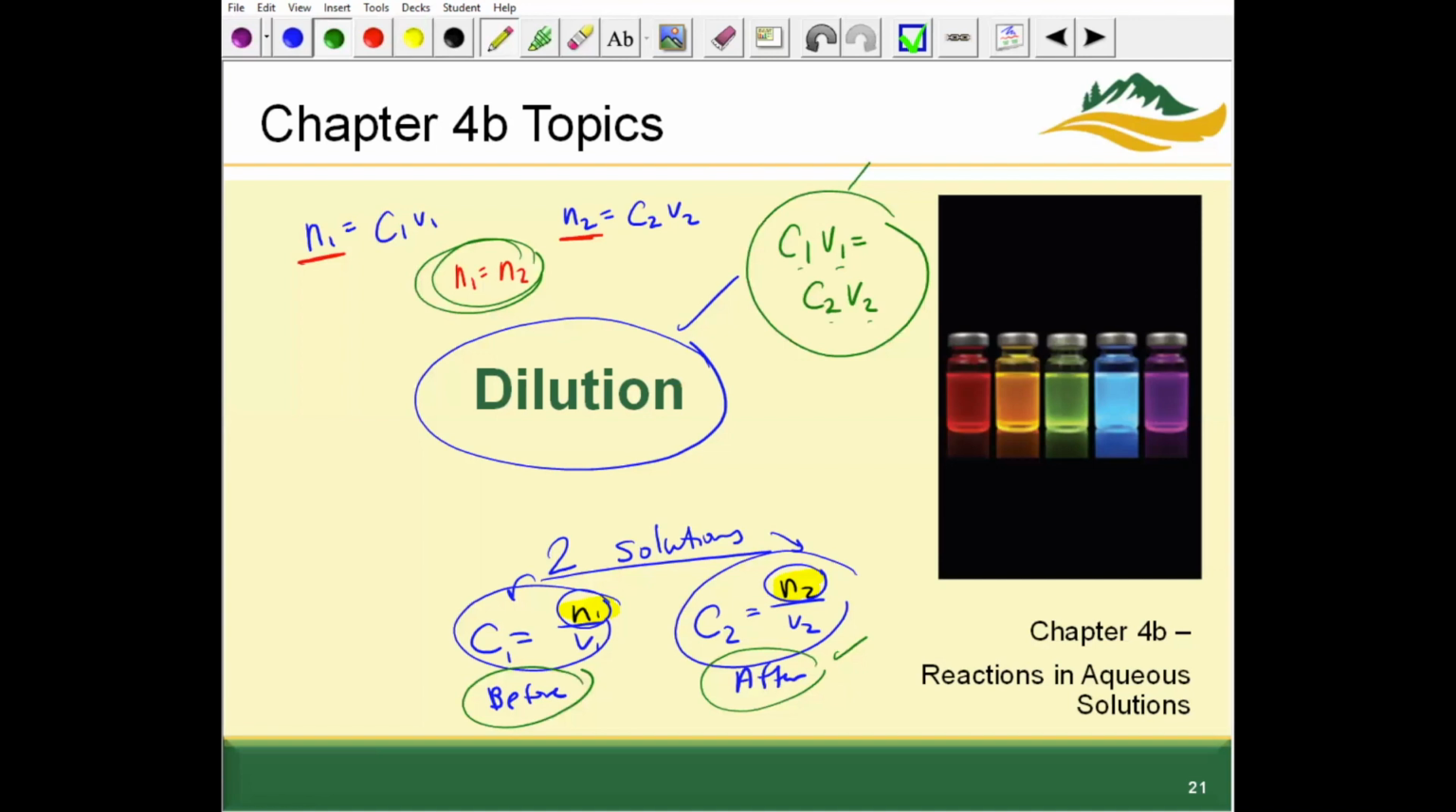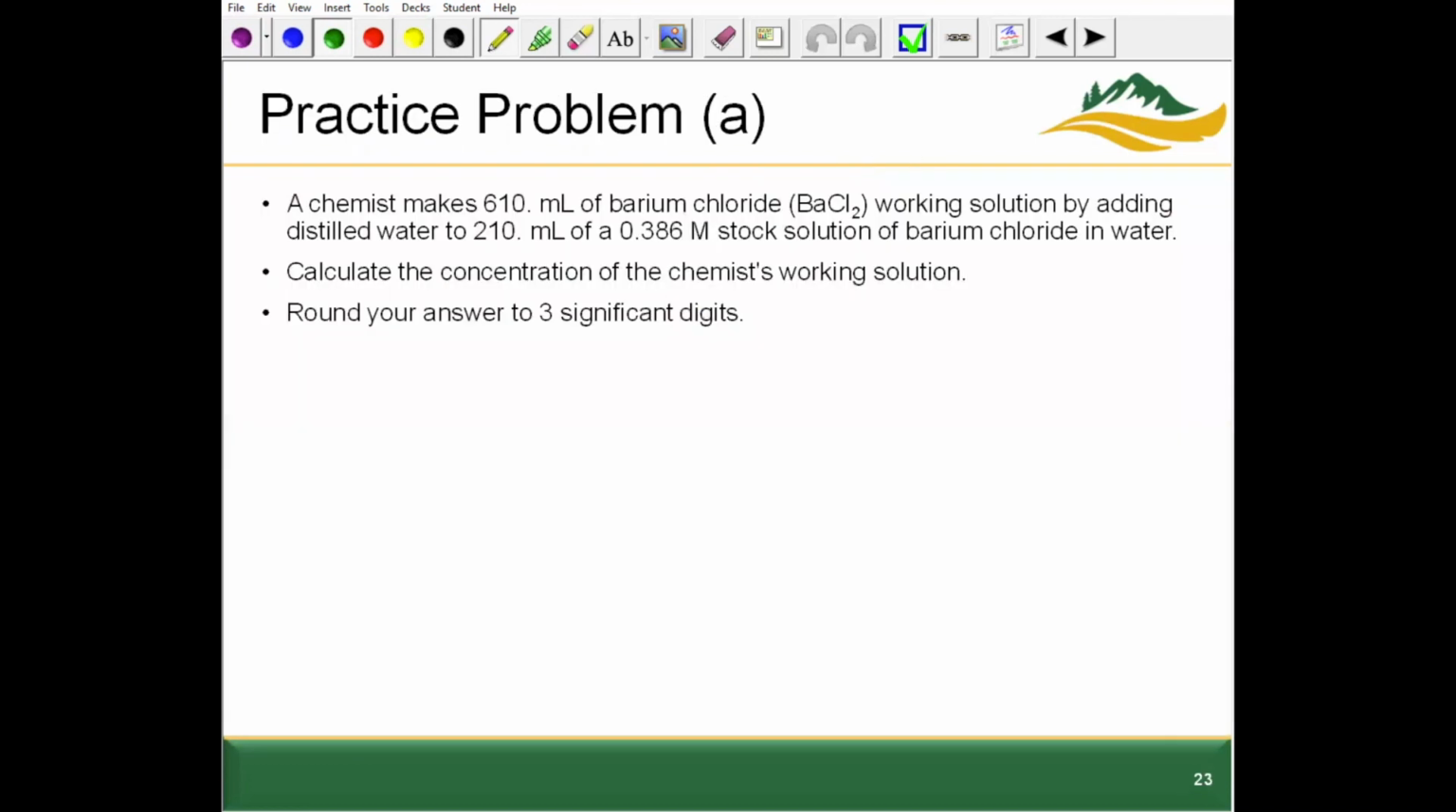So now let's go into this practice problem and use this dilution equation in practice. So let's go here. Here we're told a chemist makes this amount of milliliters of barium chloride working solution by adding distilled water to 210 mL of this molar concentration stock solution.